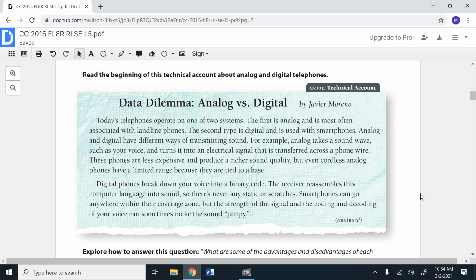For example, analog takes a sound wave, such as your voice, and turns it into an electrical signal that is transferred across a phone wire. These phones are less expensive and produce a richer sound quality. But even cordless analog phones have a limited range because they are tied to a base. Digital phones break down your voice into a binary code. The receiver assembles this computer language into sound, so there is never any static or scratches. Smartphones can go anywhere within their coverage zone, but the strength of the signal and the coding and decoding of your voice can sometimes make the sound jumpy.